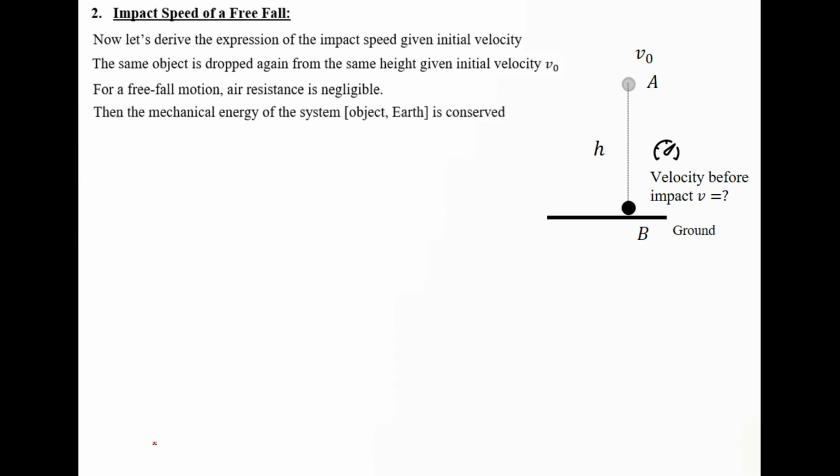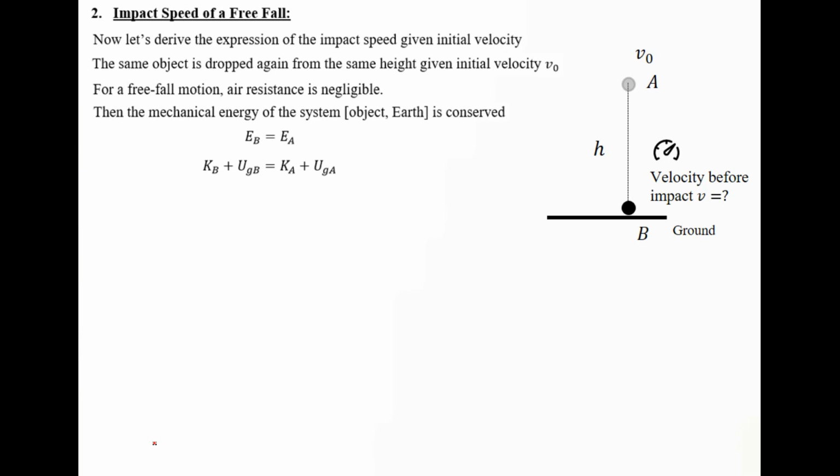Now let's derive the expression of the impact speed given an initial velocity. The same object is dropped again from the same height given an initial velocity v0. We're interested in determining the velocity before the impact. For free fall motion, resistance is negligible, so whenever there are no frictional forces, the mechanical energy is conserved. In order to determine the impact speed, we need to choose 2 points. We will go for A and B. A is the initial point and B is the final point, and we will say that the mechanical energy is conserved: EB is equal to EA.